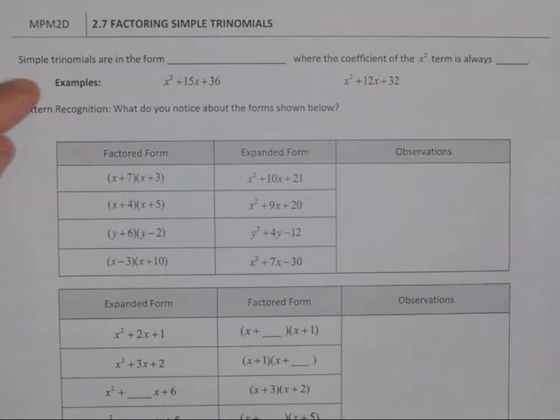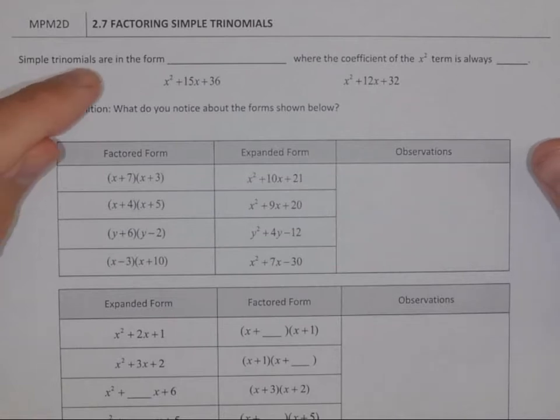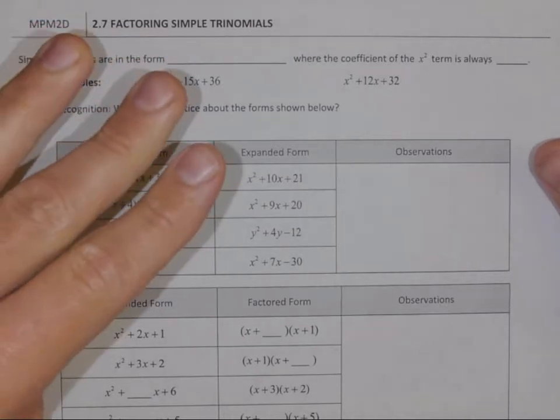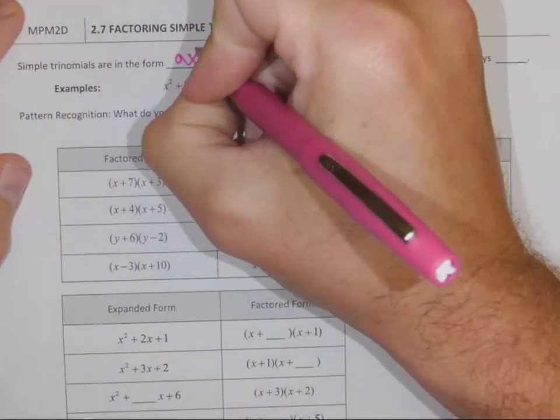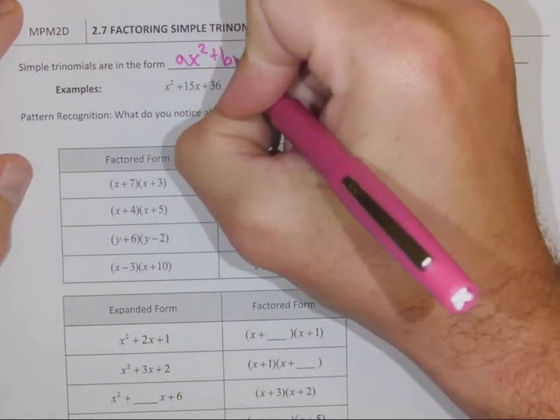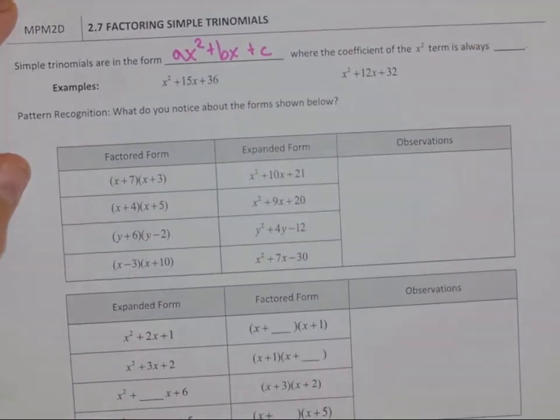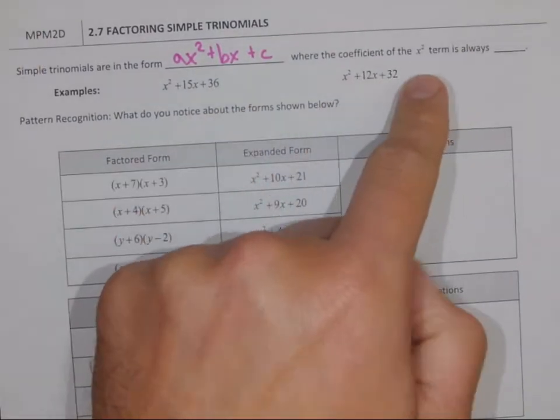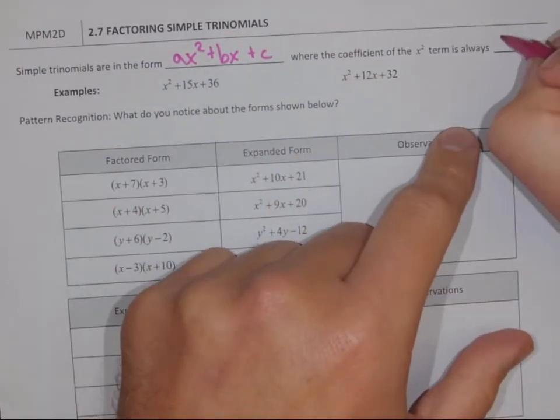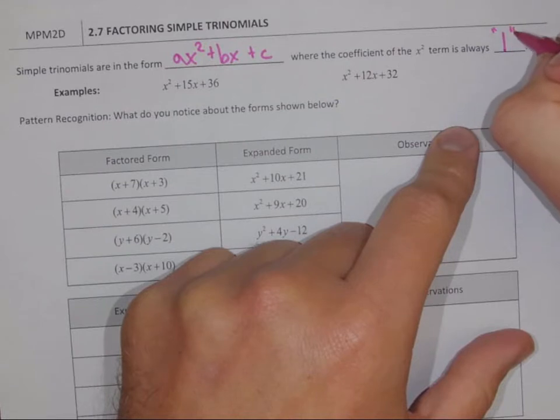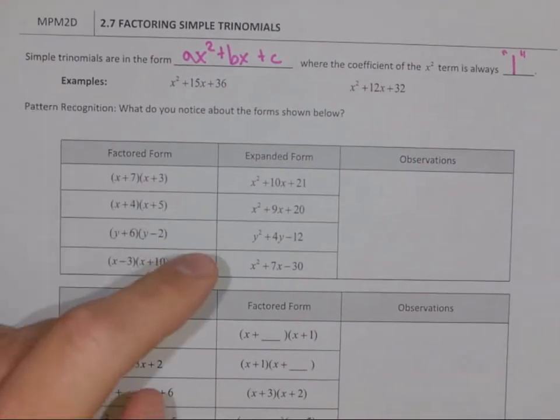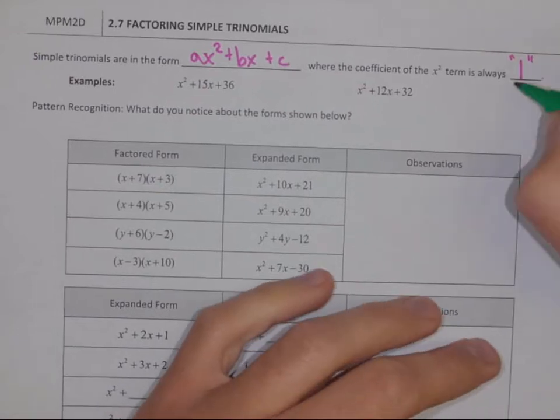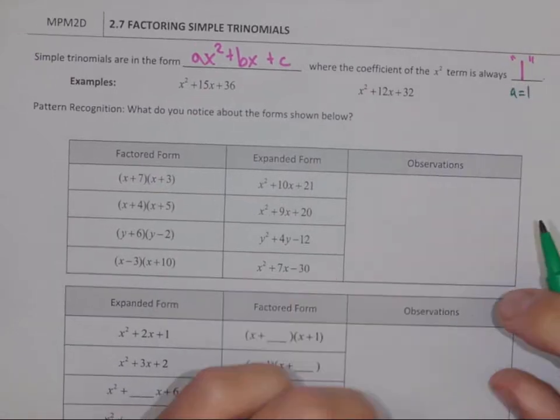Remember, or maybe you don't remember, this is the first time we see a simple trinomial. Trinomials, with 3 terms, are written in the form ax squared plus bx plus c, where the coefficient on the x squared term is always 1. So that's what defines it as a simple trinomial. In this case, remember that a is always 1.